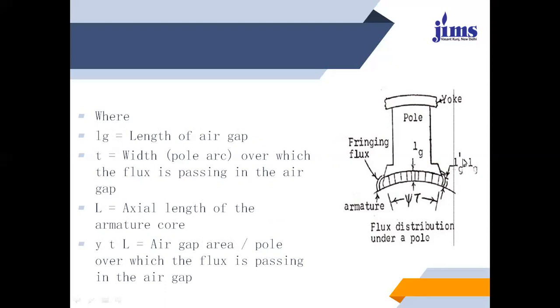where L dash g is more than Lg. Lg is the length of the air gap and T is the width over which the flux is passing in the air gap. Capital L is the axial length of the armature core. Y T L is the air gap area or pole area per pole over which the flux is passing in the air gap.